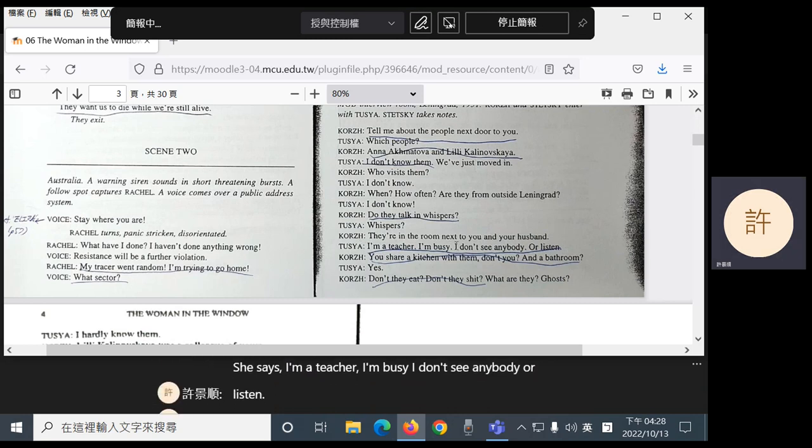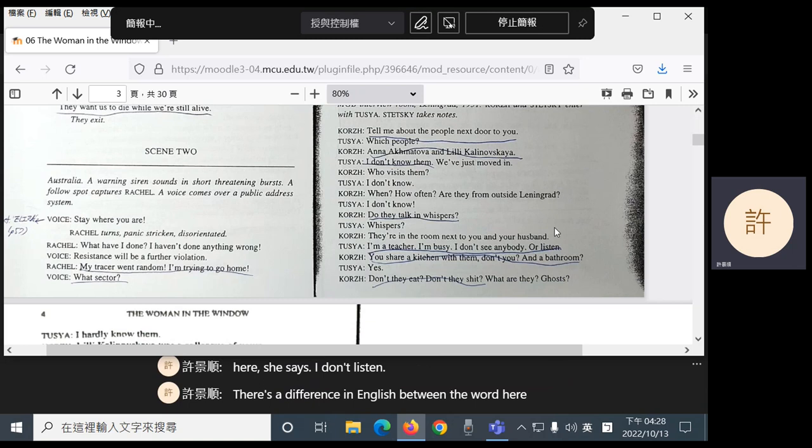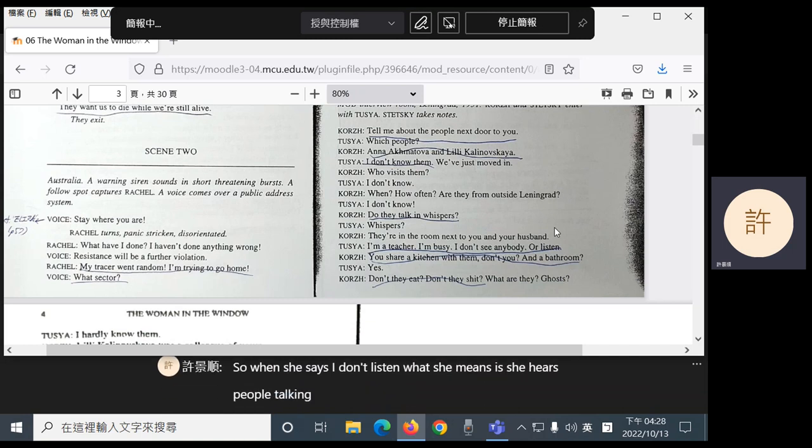So up to I don't see anybody, this could be reasonable, right? When you're very busy, you don't pay a lot of attention. But here she says, I don't listen. There's a difference in English between the word hear and the word listen. The word hear means that you hear some kind of sound. But the word listen means to pay attention to those sounds. So when she says, I don't listen, what she means is she hears people talking, but she tries very hard not to pay attention.